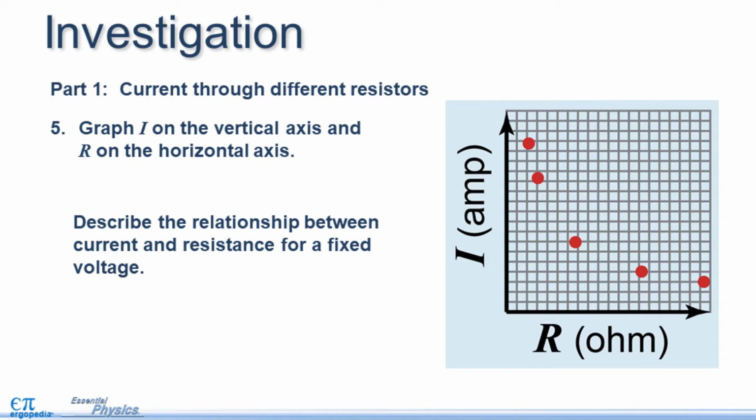You're going to graph the current on the vertical axis and you're going to graph R on the horizontal axis. Describe the relationship between current and resistance for a fixed voltage.